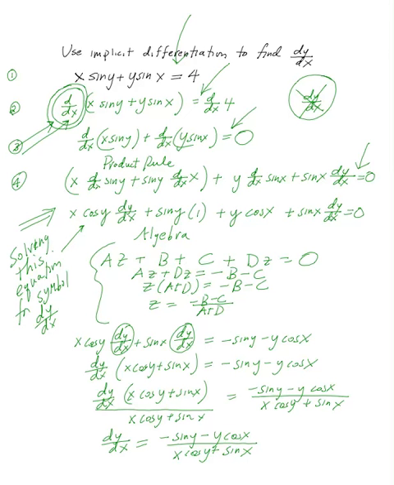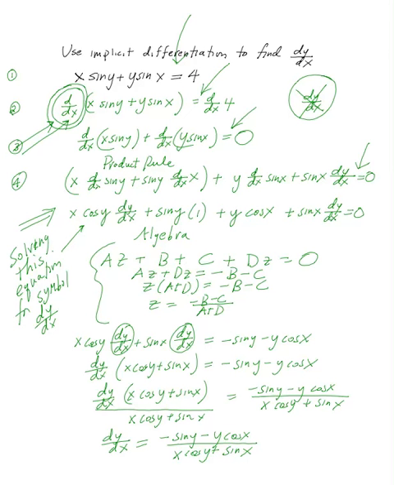Let's look at one more implicit differentiation problem. This is a problem from homework in WebAssign that I've gotten a couple of questions on. Use implicit differentiation to find the derivative of y with respect to x if x times sine y plus y times sine x equals 4.